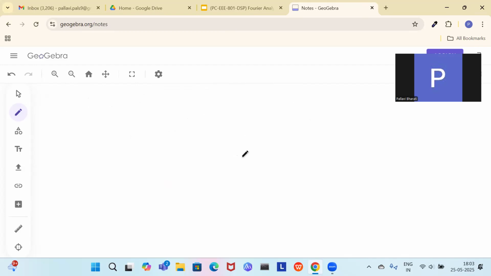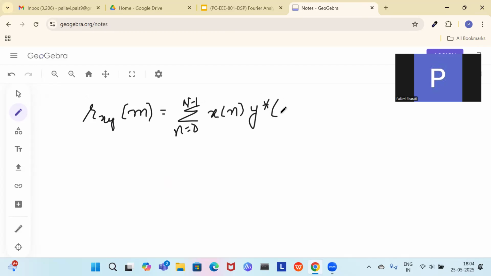The expression is as follows. The correlation between x and y is denoted by Rxy. When you are doing the shifting with respect to m, the variable is n, and small n goes from 0 to capital N minus 1. Now here it is going to be x[n] y star [(n minus m) modulo N]. So this is the circular correlation, because of this modulo N, it comes here as n minus m.